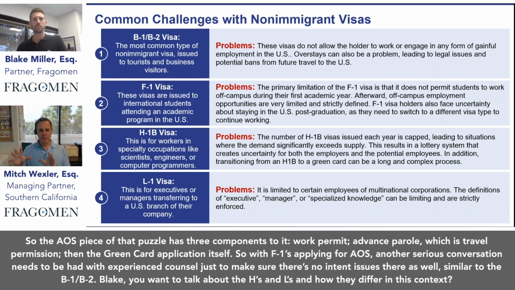So the AOS piece of that puzzle has three components to it: work permit, advanced parole, which is travel permission, then the green card application itself. So with F1s applying for AOS, another serious conversation needs to be had with experienced counsel, just to make sure there's no intent issues there as well, similar to the B1, B2.